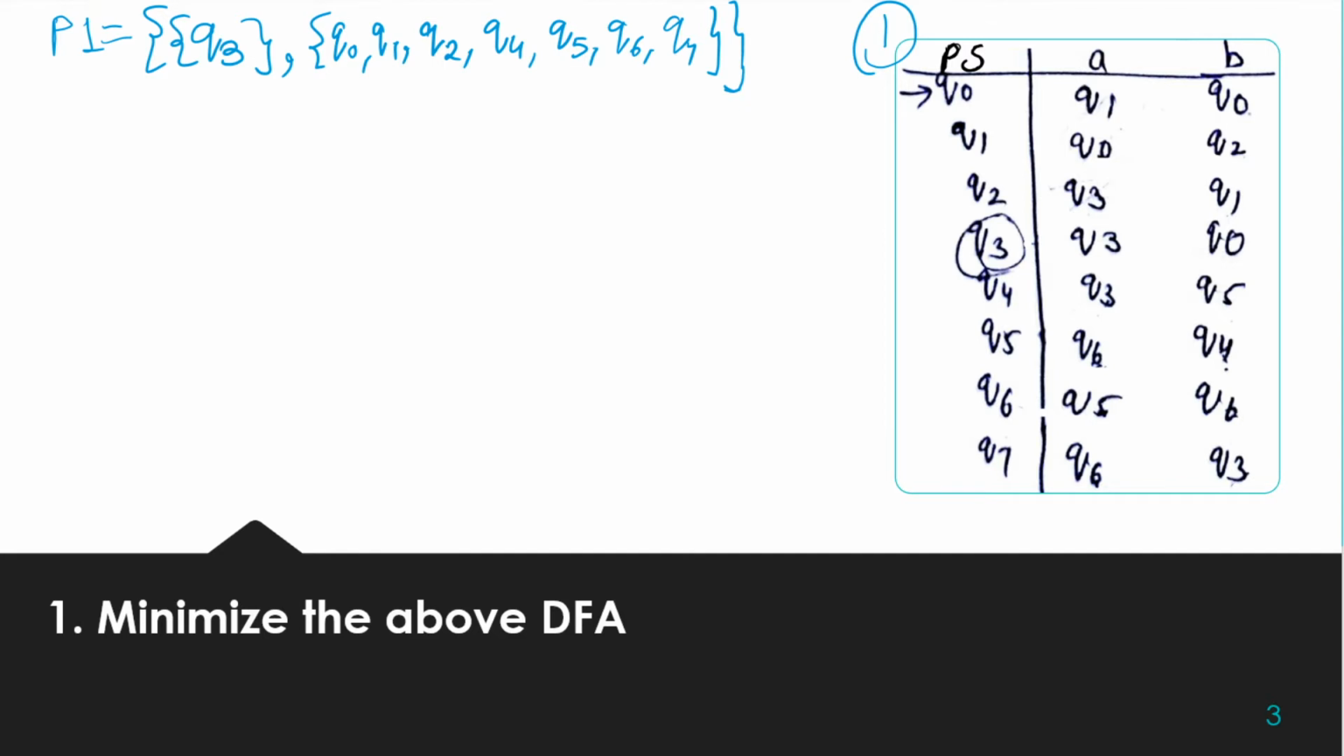Now as we can see, the group of final states has only one state, so we cannot minimize it further because it is already minimized, having one state only. The second group, the group of non-final states, has 7 states: Q0, Q1, Q2, Q4, Q5, Q6 and Q7. Next we have to check for similarity, or find non-distinguishable states from the second group, and if we find such states, we have to merge them into one state for the final minimized DFA.